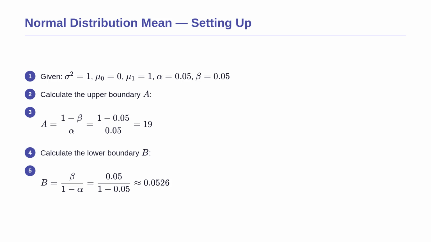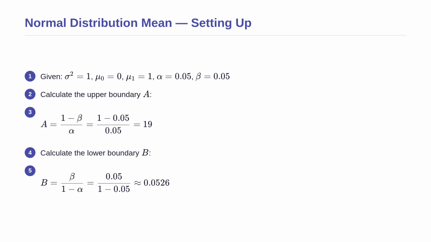Before we move on, let us see this with a concrete example. Suppose we are testing the mean of a normal distribution where the variance is known to be 1. Our null hypothesis is that the true mean is 0, and our alternative is that the true mean is 1. We want to control our error rates, setting both the false positive and false negative probabilities to 0.05. Our goal is to find the expected sample size if the null hypothesis is actually true.